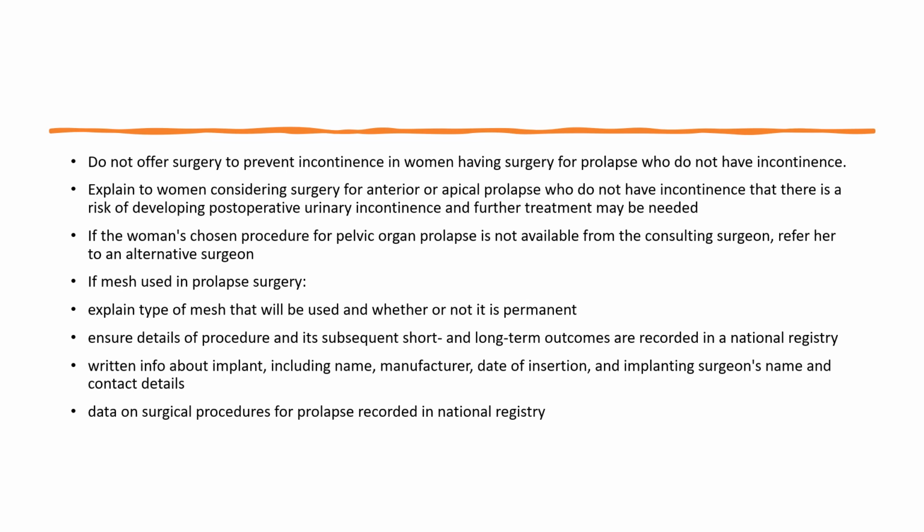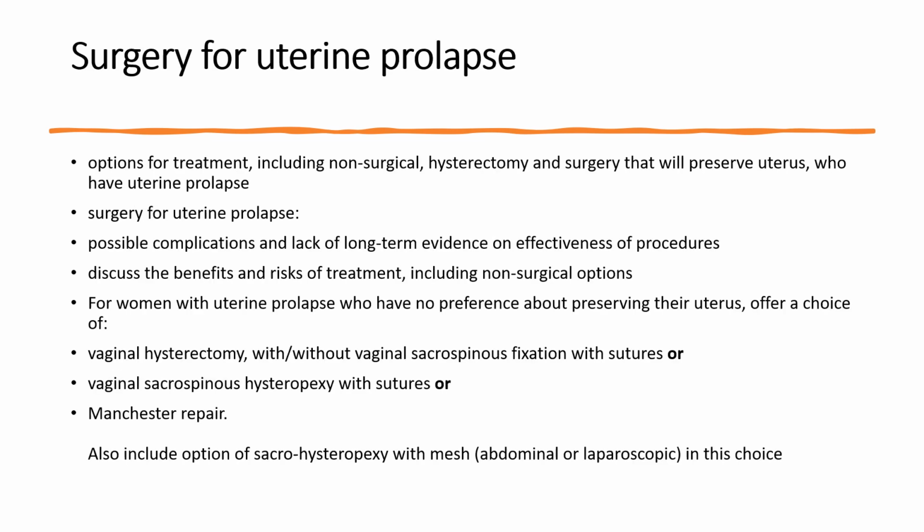Ensure details of the procedure and subsequent short-term and long-term outcomes are all recorded in the national registry. Provide written information about the implant, including name, manufacture, date of insertion, and the implanting surgeon's name and contact details. Data on the surgical procedure for prolapse should be recorded in the national registry. Surgery for uterine prolapse.